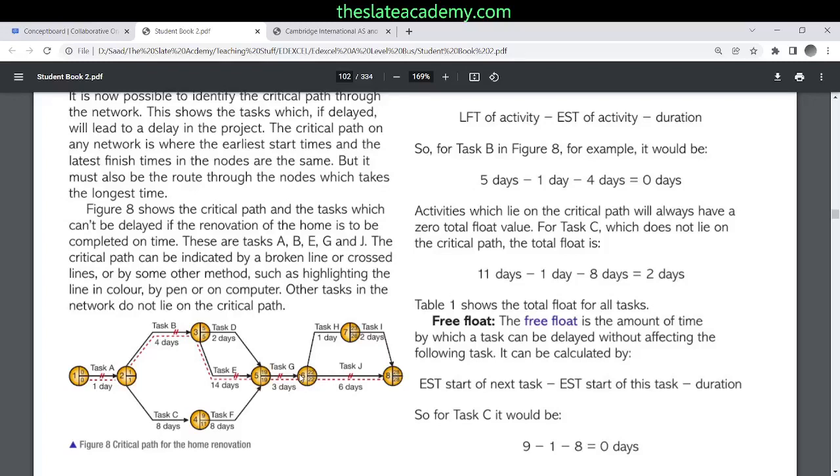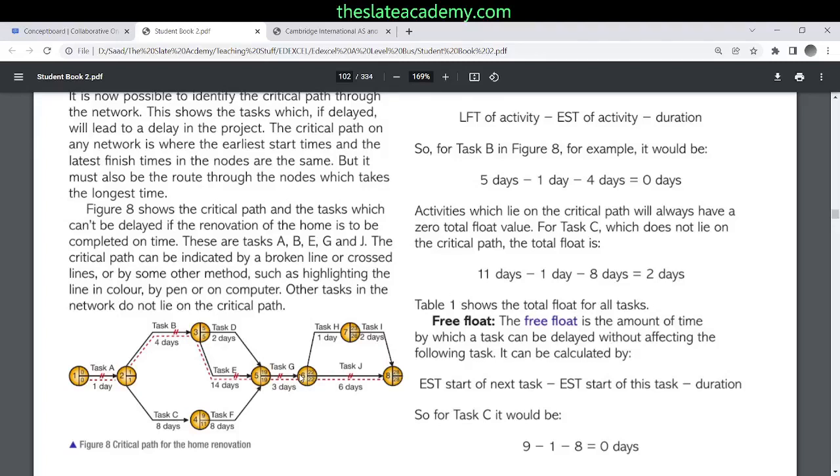For each activity we can calculate the float of that particular activity. Let's do it for task H. What's the latest finish time? 26 days. What's the earliest start time? 22 days. What's the duration? 1 day. So 26 minus 22 minus 1 is 3. So this task H can be delayed 3 days and the whole project won't suffer.